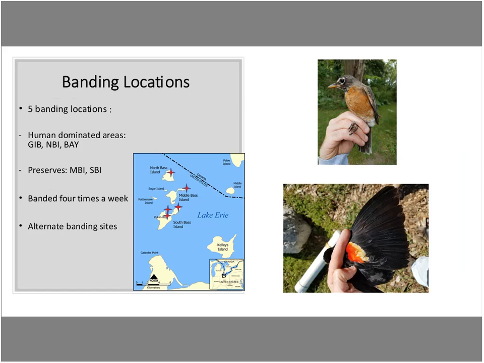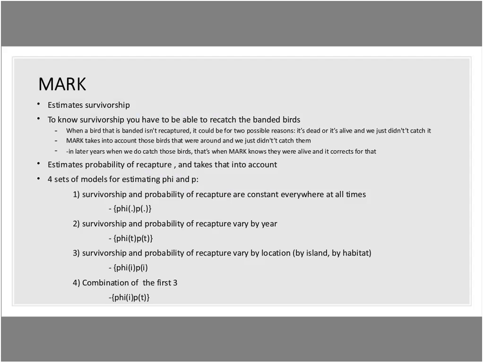And each time we go out, we go to a different banding site, so we alternate which banding site we're going to. And so the program that we use to analyze all this data is MARC. And MARC estimates the survivorship for us. But to know the survivorship, like I said before, you have to be able to recapture the banded birds. When a bird that is banded isn't recaptured, it could be for 2 possible reasons. One is that it's dead, or 2, it was there, we just didn't catch it. So MARC takes this into account, those birds that were around and we just didn't catch them. And in later years, when you do catch these birds, that's when MARC knows they were alive, and then it will correct for that.